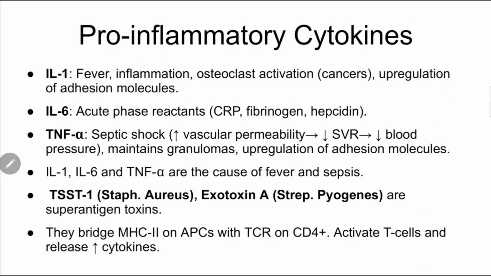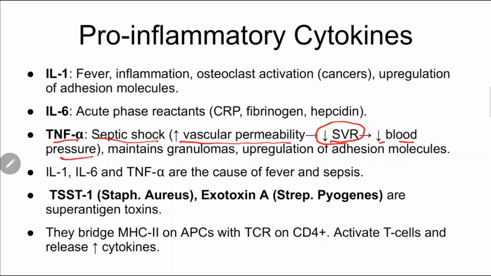All right, next, you have TNF alpha. TNF alpha is responsible for septic shock. What happens is that in septic shock, your endothelial cells contract in response to TNF alpha. When they contract, you have increased vascular permeability, right? And that leads to decreased systemic vascular resistance, and that leads to decreased blood pressure and hence the shock that we see in patients.